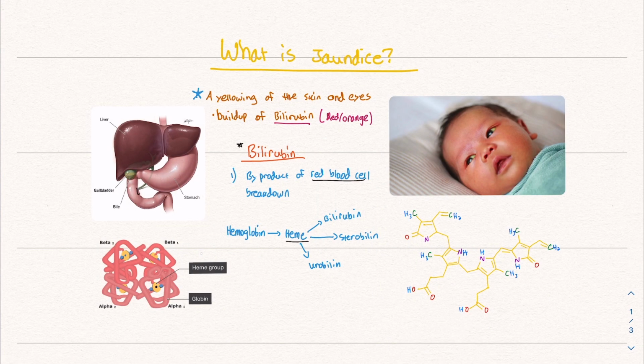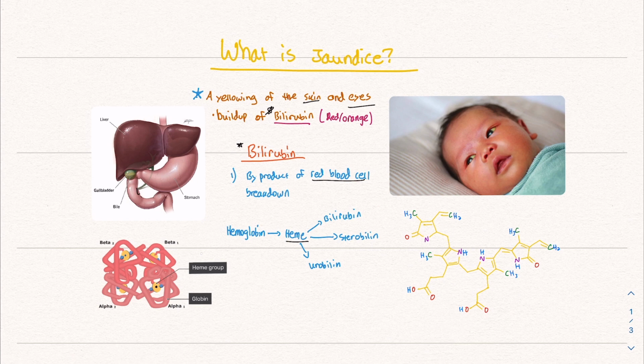So what is jaundice? Well, jaundice is a symptom of some deeper issues. It's easy to recognize because those with jaundice will have a yellowing of their skin and their eyes. This is caused by the buildup of a red-orange compound called bilirubin. So let's talk a little bit more about bilirubin, because in order to understand some of the symptoms of jaundice, we have to understand bilirubin.